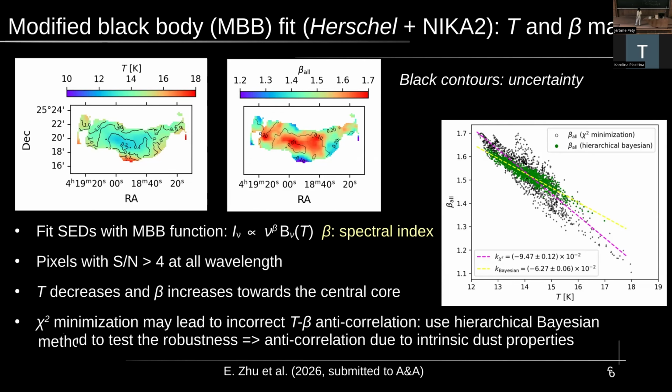And we did the MBB fits with both chi-square minimization and a hierarchical Bayesian method. I plotted beta against temperature for both methods here on the right and fitted different slopes. And you can see this anti-correlation is present for both methods. It means that we have a real anti-correlation due to real intrinsic dust properties.